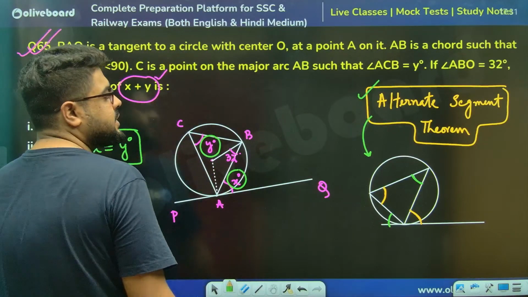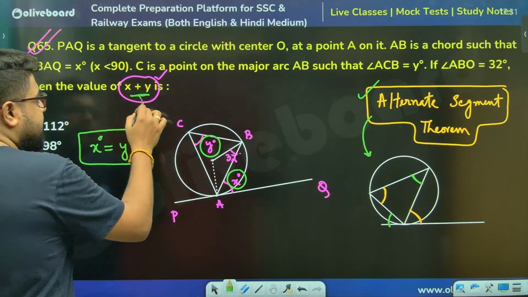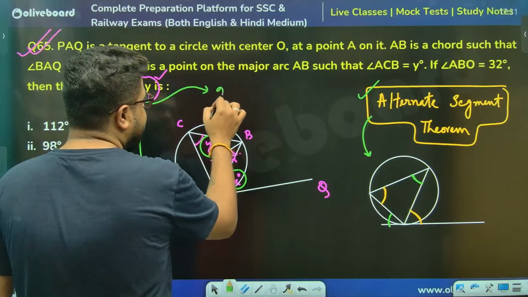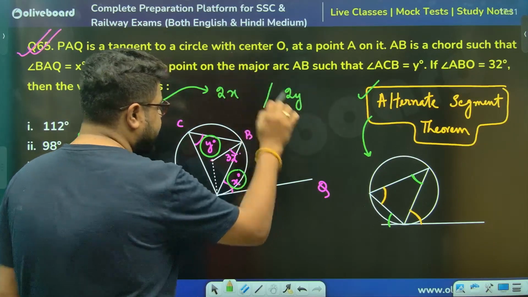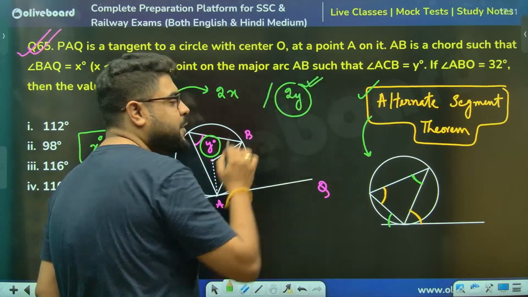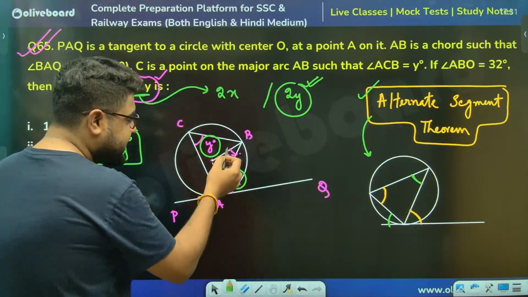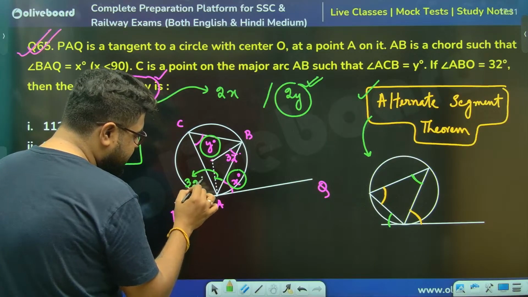Now, first things first. They are asking, I need to figure out x plus y. That means I can write x plus y as 2x, or if someone wants, they can write it as 2y as well. I will prefer to write it as 2y because it's easier to figure out. Why? If this is 32, can anyone tell me what this angle is? Can I say this is also 32?